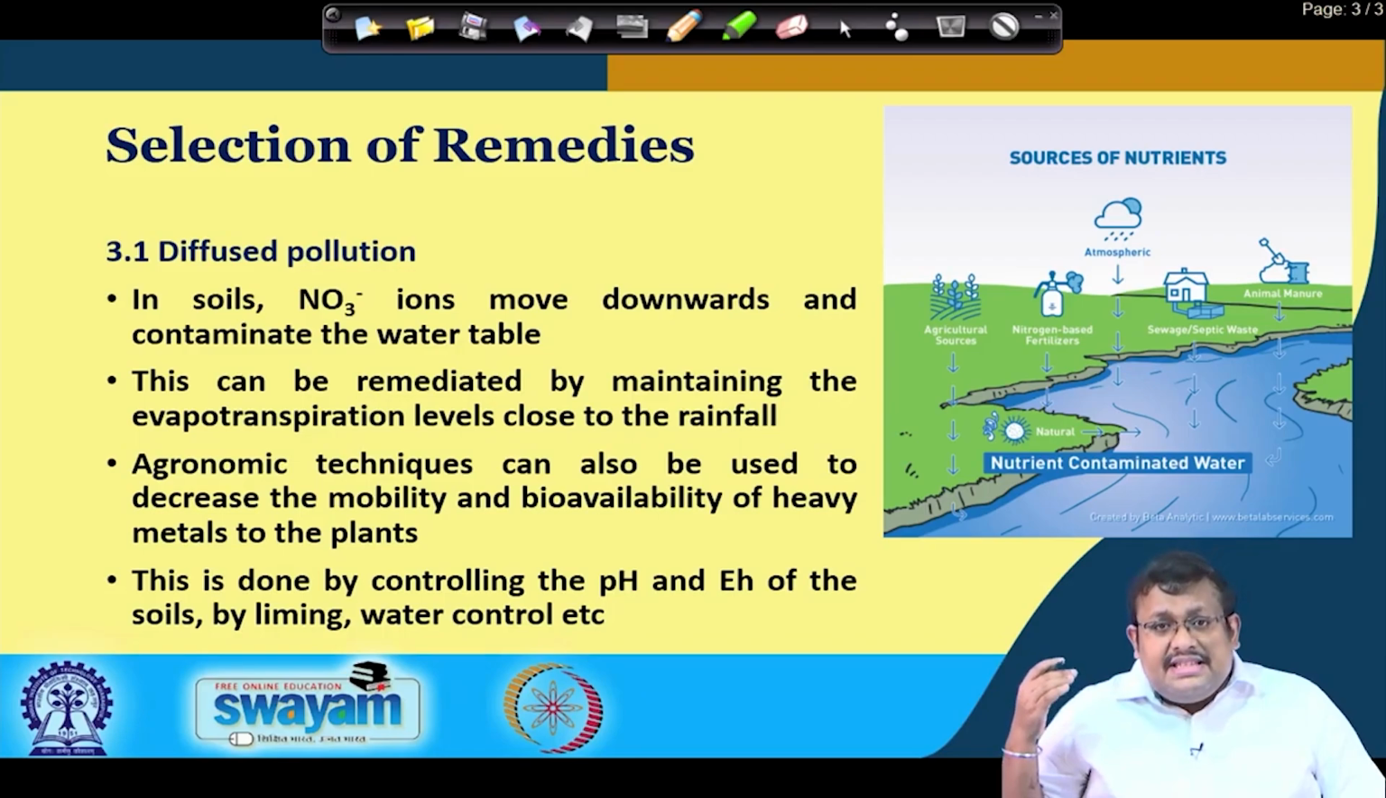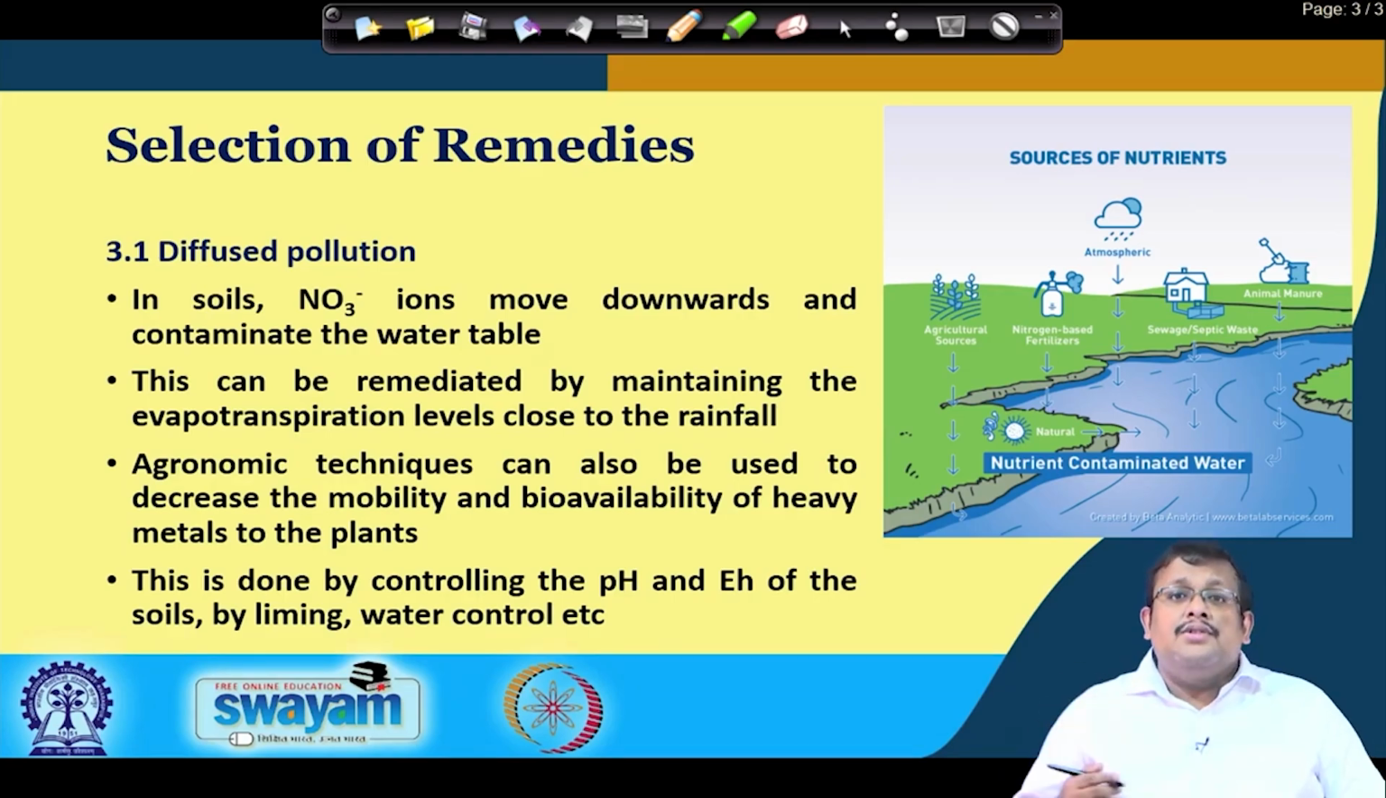So, changing the different types of agronomic practice has a profound influence on controlling the pH and Eh of the soils, and it can be done by liming, water control, etc., and thereby we can control the movement of these ions in the soil and water bodies.